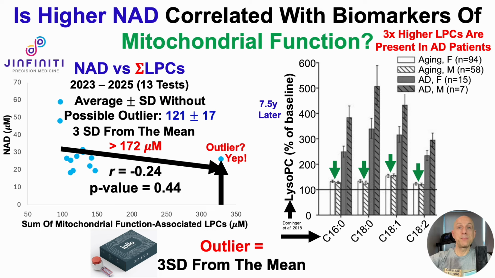On the other hand, people who were diagnosed with Alzheimer's disease up to 7.5 years later had big increases for these LPCs, from 2 to 5-fold higher relative to their baseline. So going back to my data, maybe that's not an outlier. Maybe that's an early warning signal for some pathology that could happen.